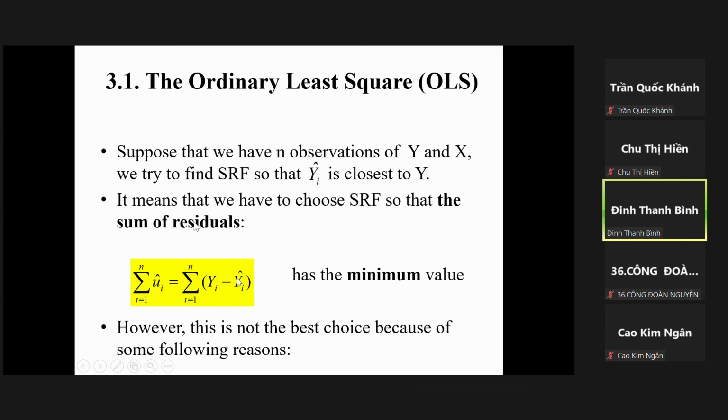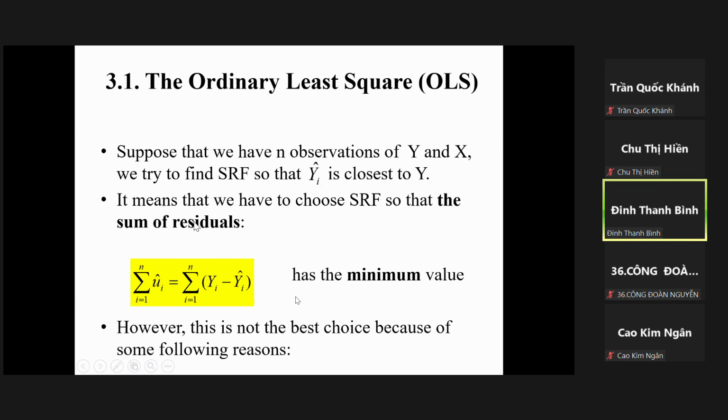So now our job is to find beta 0 hat, beta 1 hat, so that the sum of u hat is smallest. When this sum is smallest, that means the total gap between the real value of observation i and its fitted value or predicted value is smallest. Or in other words, we have the most exact or most efficient estimation.